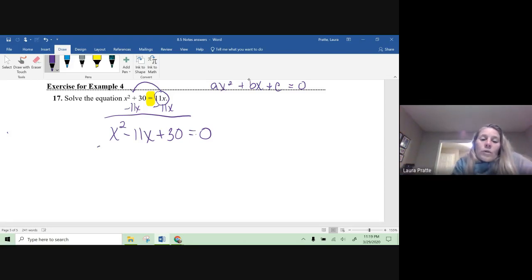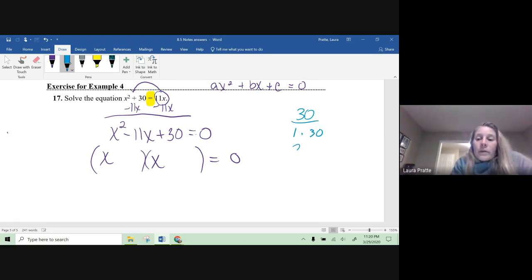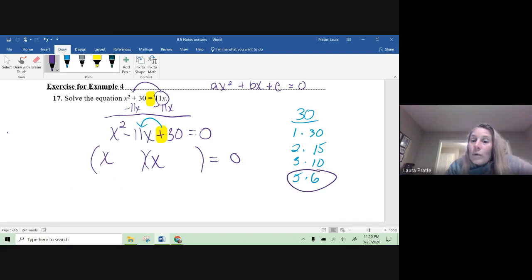After you get it equal to 0, you want to factor your quadratic trinomial. So x and x. Now, what are the factors of 30? So I'm going to list them out here for you. I will put a factor sheet onto Google Classroom for you guys to print out if you want. Okay, so now which of these pairs of factors add up to this 11 that we have in the middle? Well, 5 and 6 are the only pair there that's going to add up to 11.